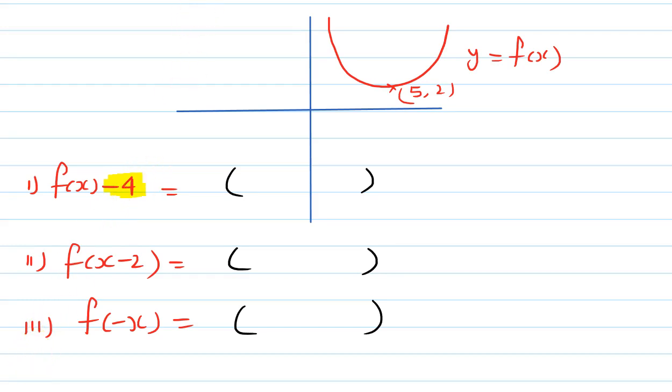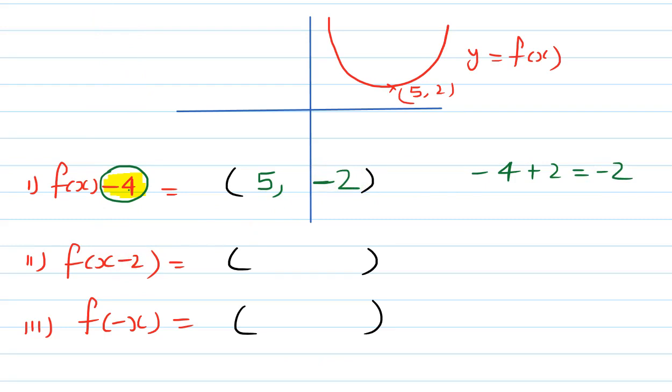If you see, here this is minus 4, it is outside. Outside means change y. Change y, x remains the same, that is 5, and y changes: minus 4 and plus 2. Minus 4 plus 2 becomes minus 2. So this will be your answer, (5, minus 2).